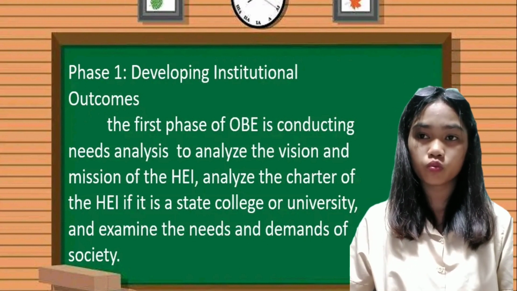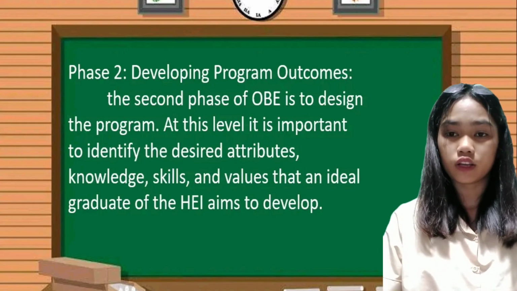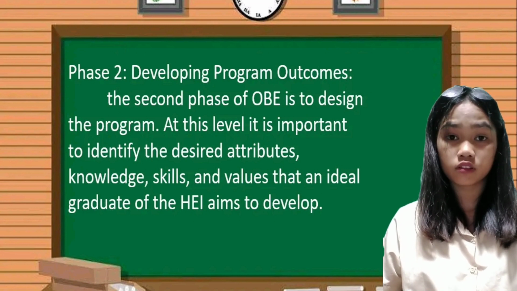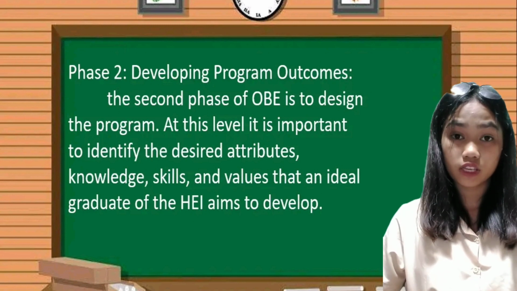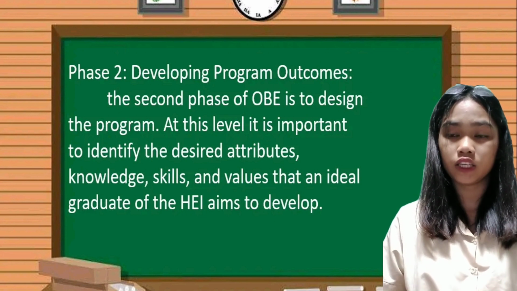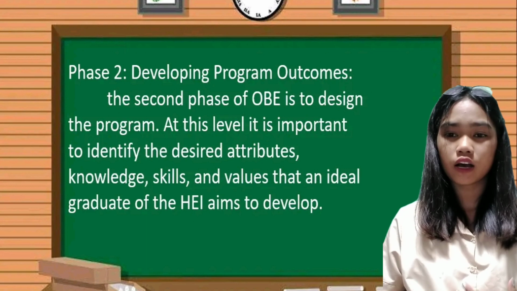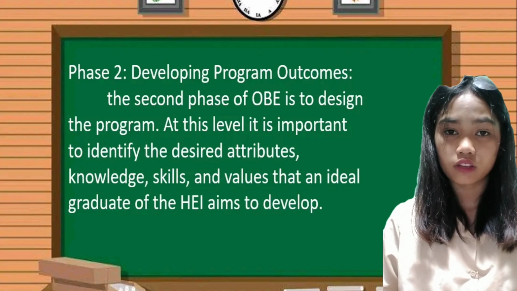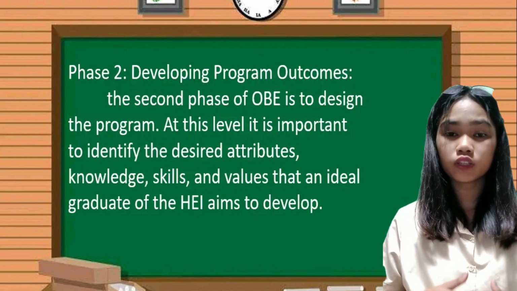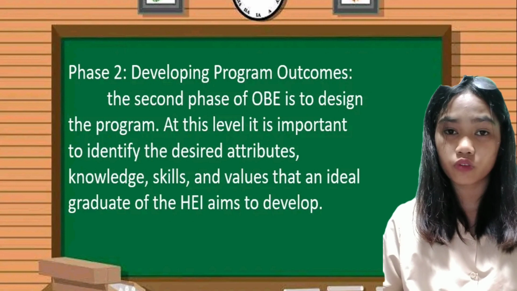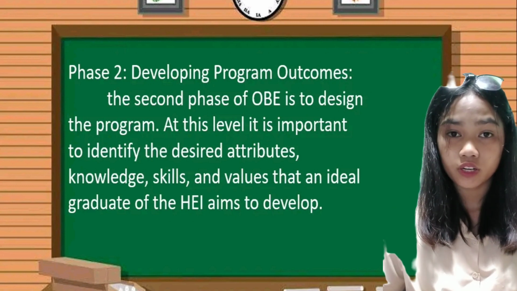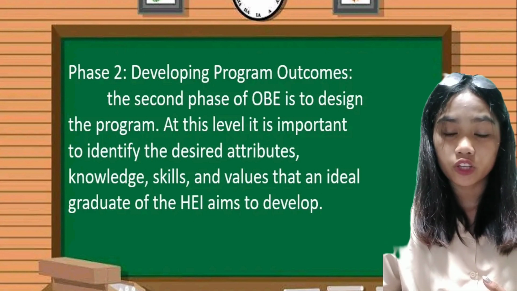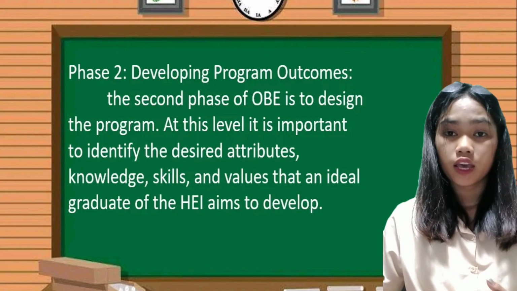So next one, in the phase 2 we have the program outcomes. So in program outcomes, in this level, it is important to identify the desired attributes, knowledge, skills, and values of an ideal graduate. Ano ba yung mga knowledge and skills na magiging yung ideal graduate nila? So for example, gusto nila yung ideal graduate nila is creative thinker, problem solver, and then mas mahasa po sila in terms of demo teaching and etc.